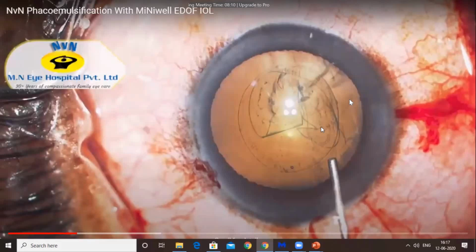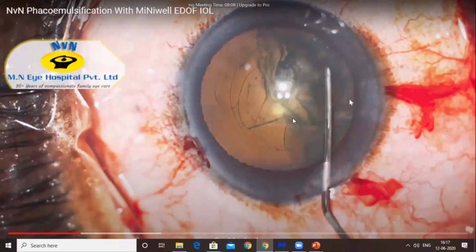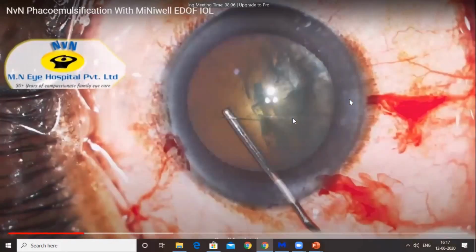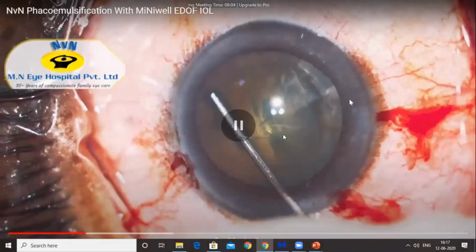Hydrodissection is done under the anterior lens capsule, and you can see the fluid wave going towards the opposite fornix. This is the hydrodissection method. So many of the doctors will use this method to differentiate the nucleus from the cortex. After injecting this water inside the capsular bag, the nucleus will get differentiated from the cortex, so that the surgery will be very easy for the doctors.